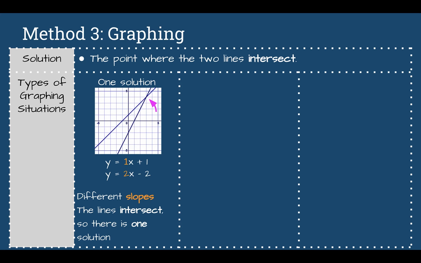So in the 2 lines here, the slope of the first line is 1. The slope of the second line is 2. They are different. They're going to intersect. We'll have one solution.